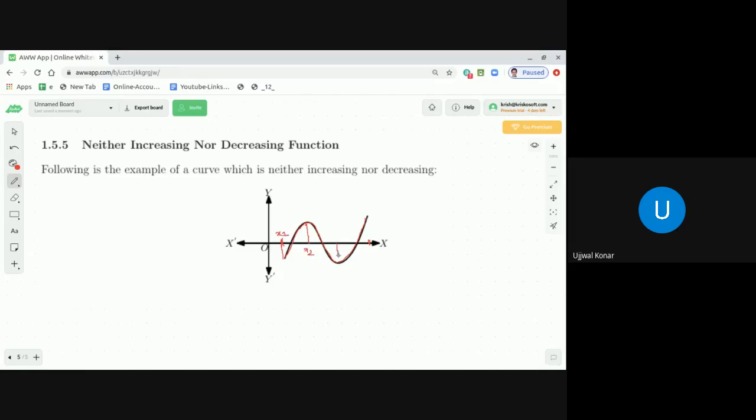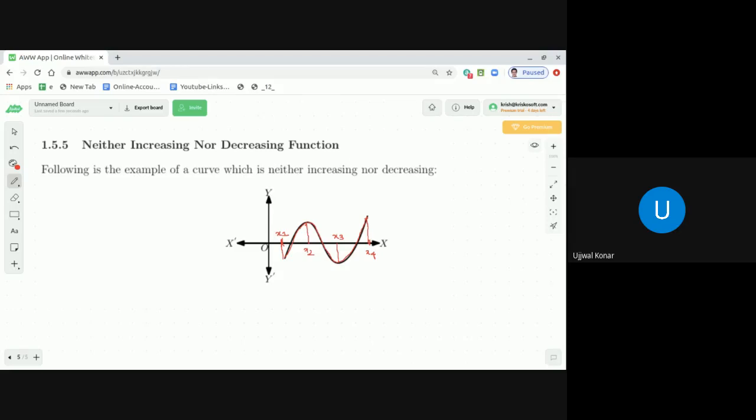Then again from x2 to x3 it is decreasing. Again from x3 to x4 it is increasing. So from x1 to x4 we cannot say whether the function is increasing or decreasing. That's why it is called a neither increasing nor decreasing function. Correct, dear students? So how is differential calculus going to help us?